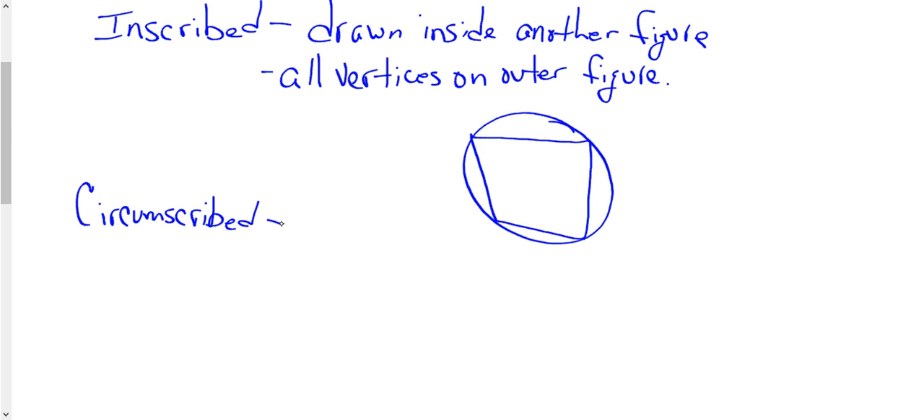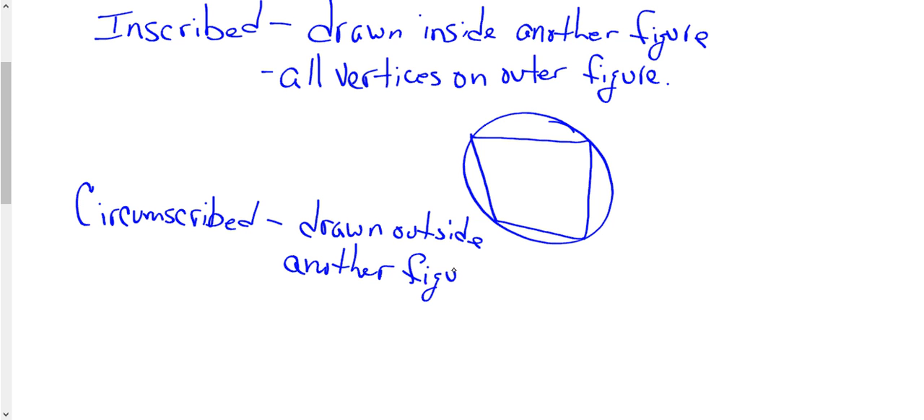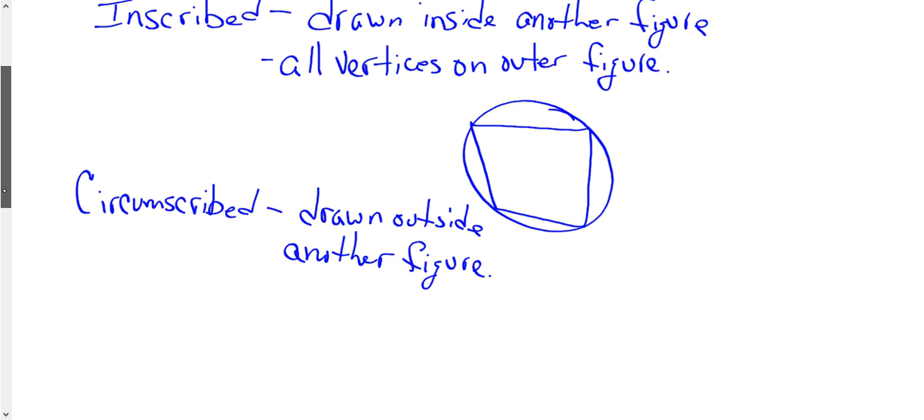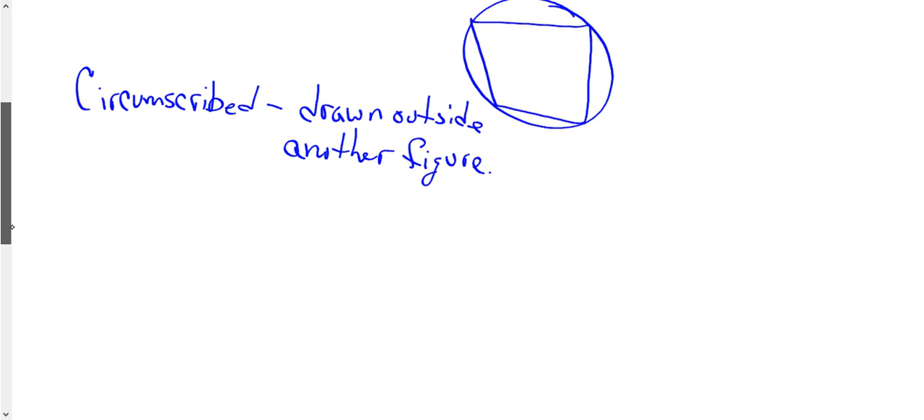So circumscribed just means drawn outside another figure. Like the prefix circum, based on circle, right? To circumnavigate the globe means to go all the way around it. To circumvent the rules means to go around the rules. Circum, right? I think you probably know what the other one means, but that's not what we're talking about. All right, so that's those two terms.